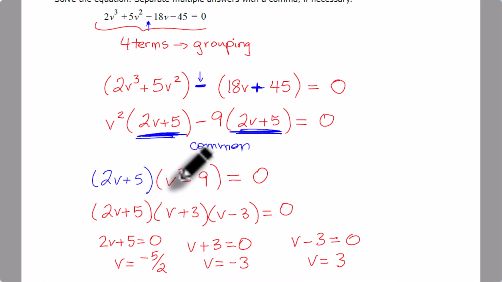Well, this piece reminds me of something called the difference of two squares. Because v times v is v squared and 3 times 3 is 9. So, whenever I've got something like this, it factors into a plus and a minus. And once I remember that, well, I just grab each of these pieces and set them equal to 0. And from there, it's fairly straightforward.